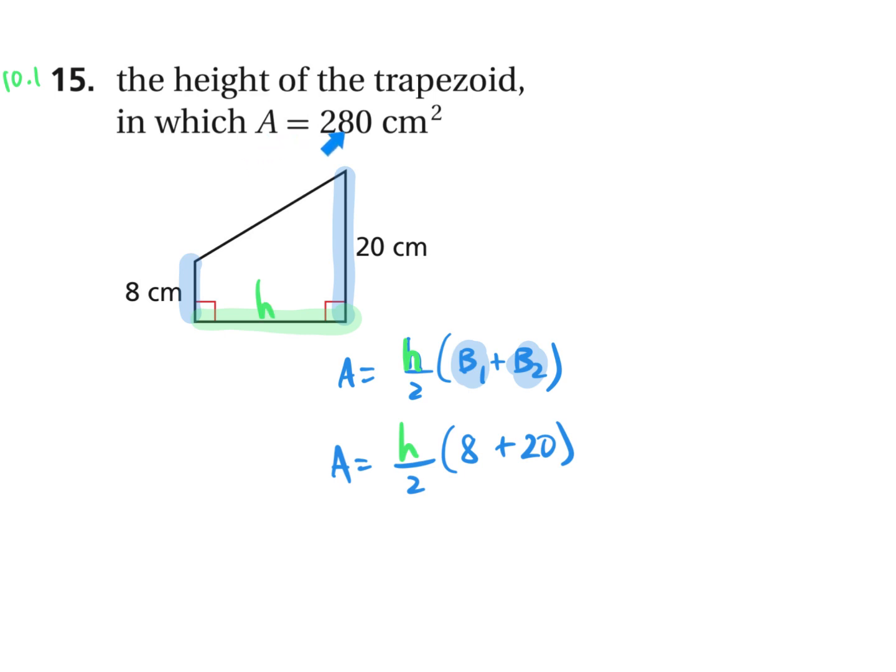So we need to find out what that is, and we can do that because we know that the area is 280. So we'll substitute 280, and now we just need to isolate h. How should we do that? Well, we can multiply both sides times 2. That will get rid of the divide by 2.